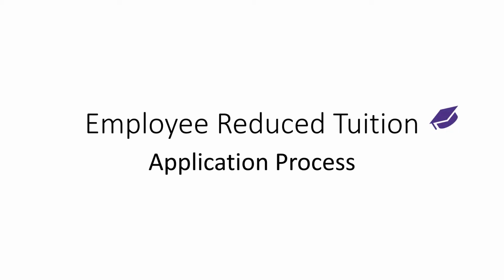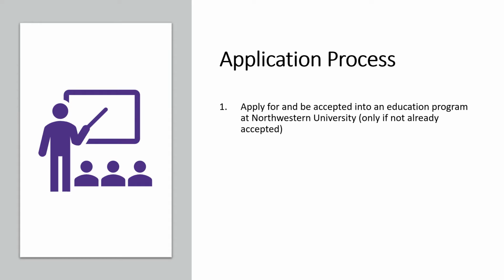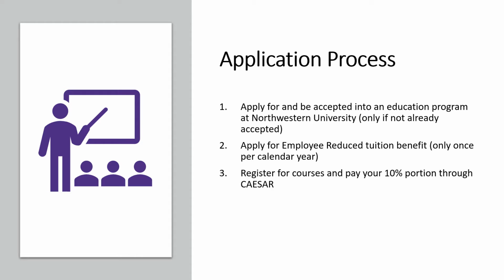This short presentation will help you understand the application process for the Employee Reduced Tuition Benefit. First, you must apply for and be accepted into an educational program at Northwestern University. Then, apply for the Employee Reduced Tuition Benefit once per calendar year.